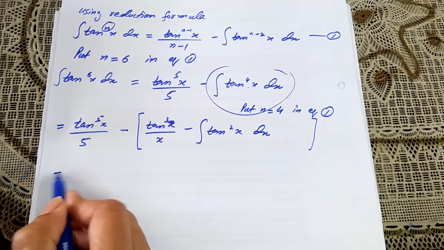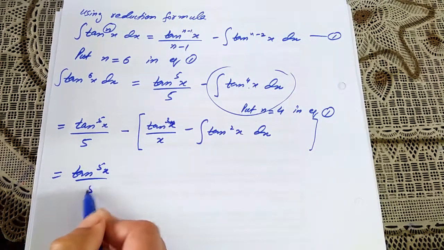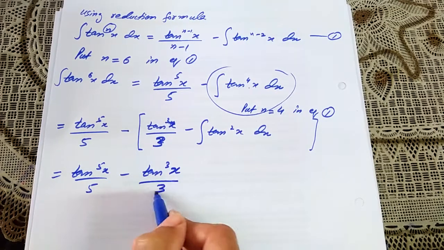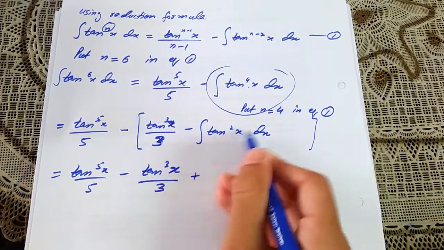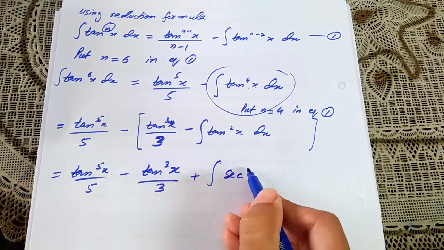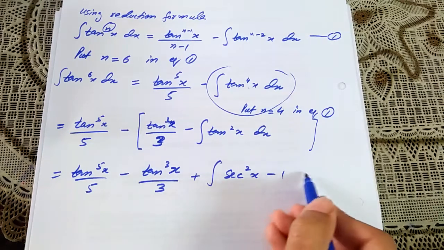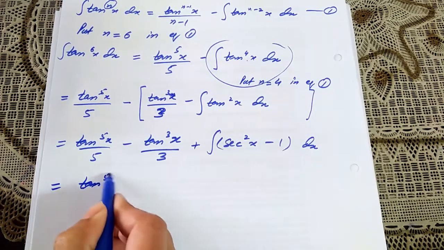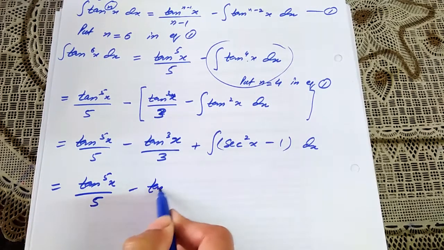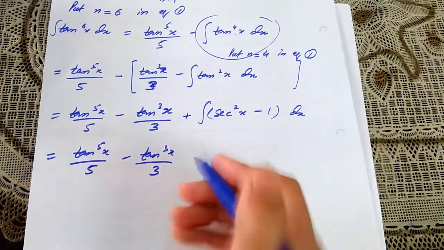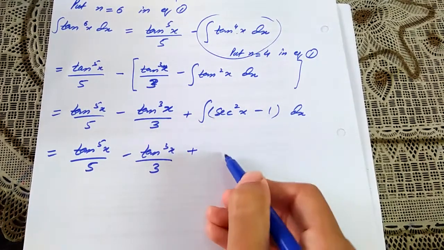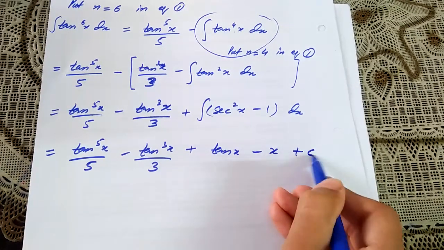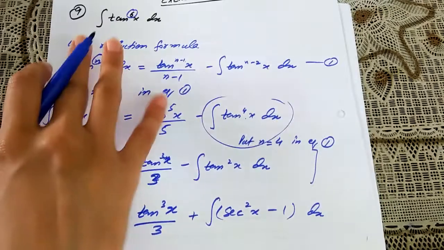Now open that brackets, we'll get here tangent 5 of x over 5 minus tangent cube of x over 3, and here we will get plus. Now tangent square of x can be written as secant square of x minus 1, like this, dx. So this thing will be equals to tangent 5 of x over 5 minus tangent cube of x over 3 plus integration of secant square of x is tangent x, and integration of 1 is x plus constant of integration. So this is the integration for question number 9.